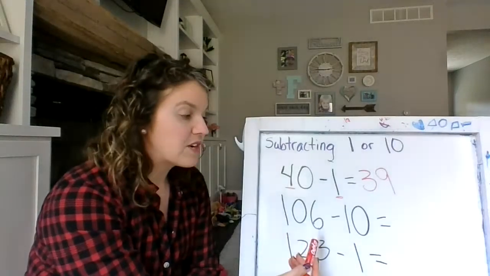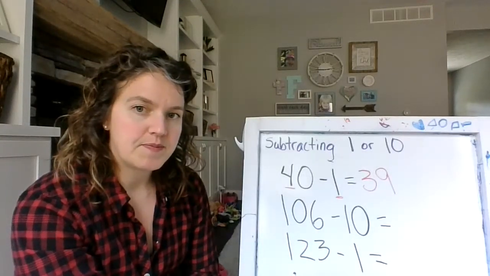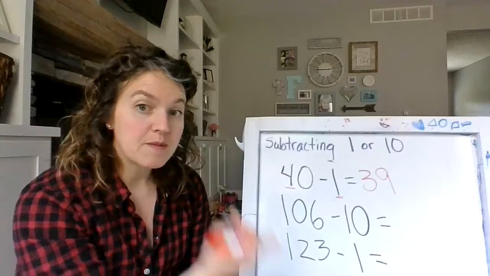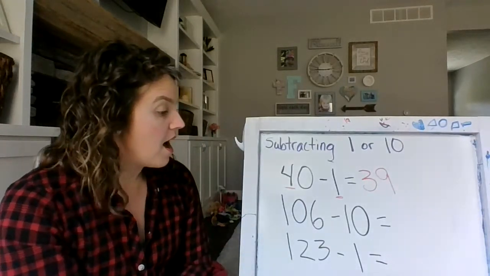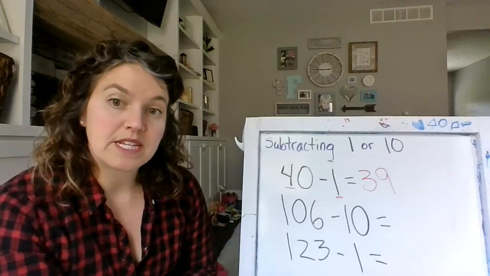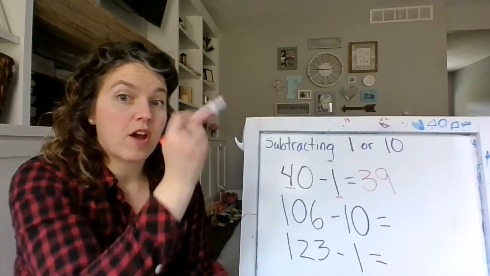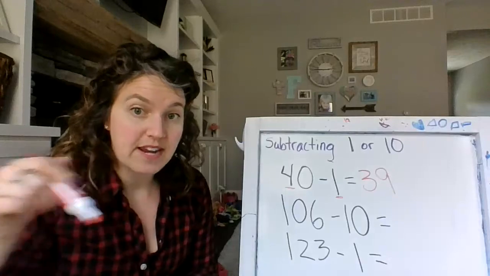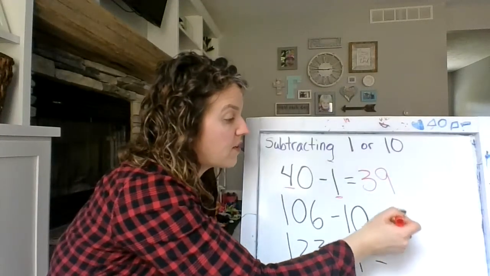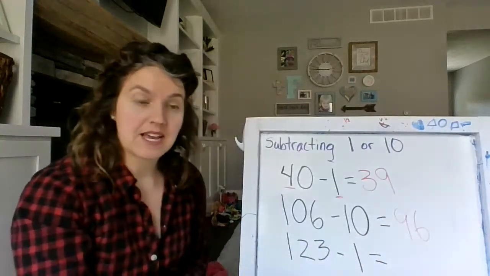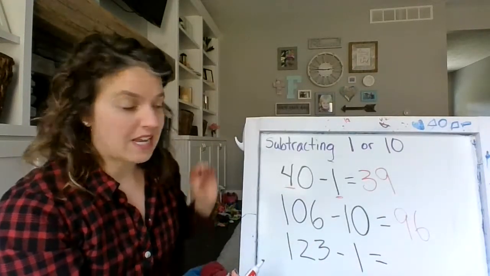What about 106 minus 10? Some of you might have counted backwards 10. You're really good at counting backwards. Some of you might have done your place value, and some of you might have drawn it. You might have drawn 10, 20, 30, 40, 50, 60, 70, 90, 100, and then your 6 ones and crossed it off and found out that you have 96. And that is the correct answer.